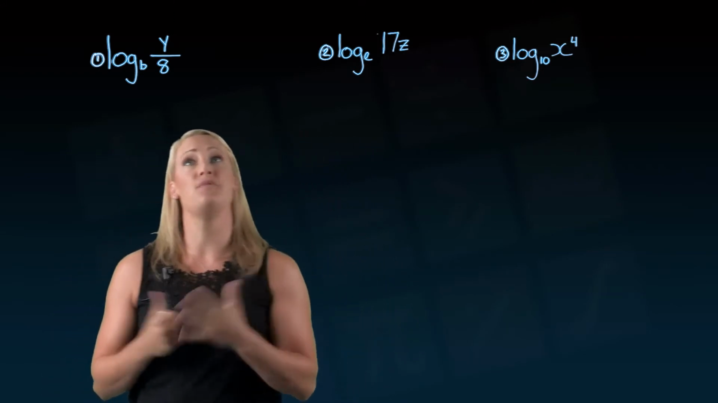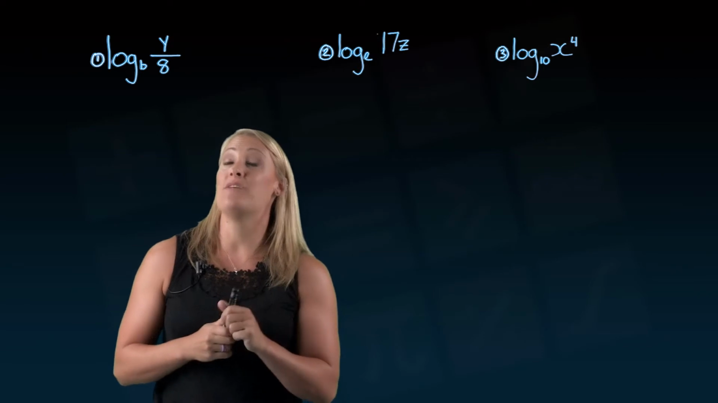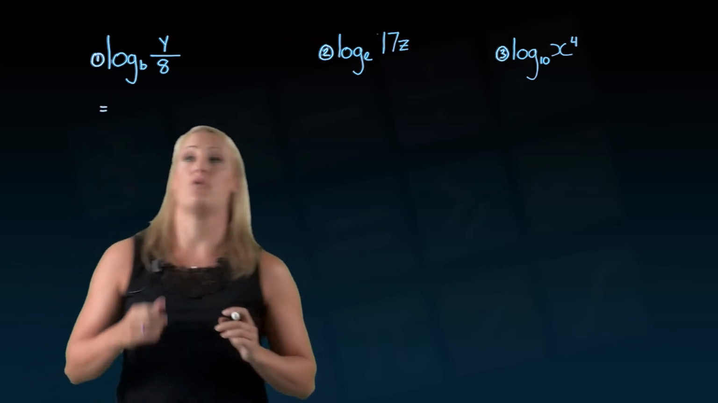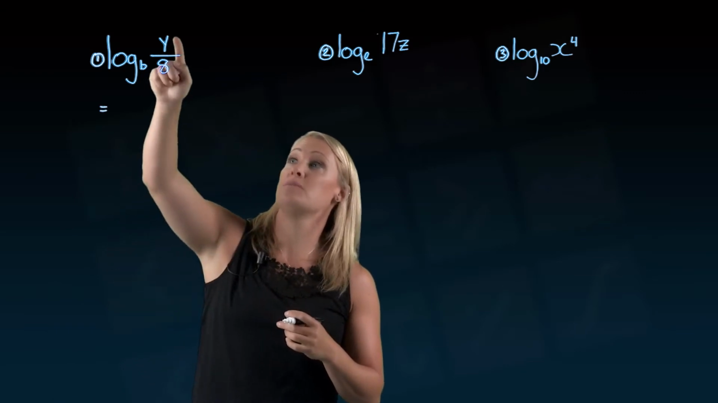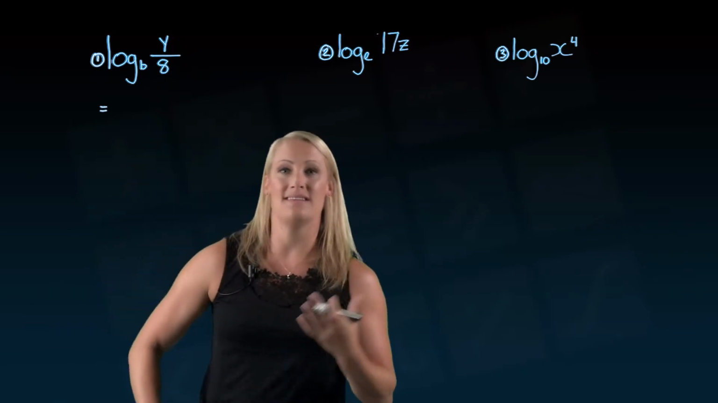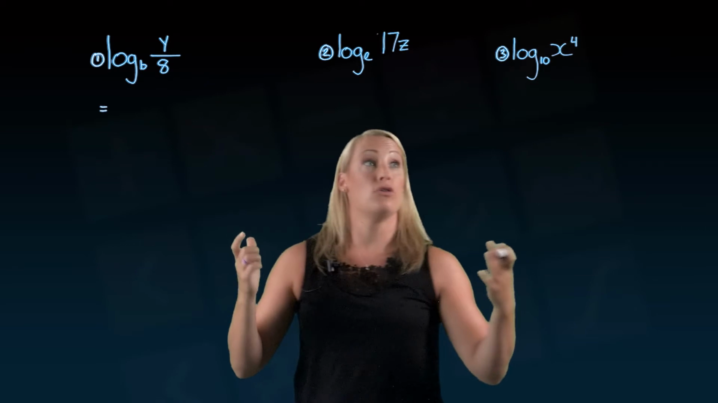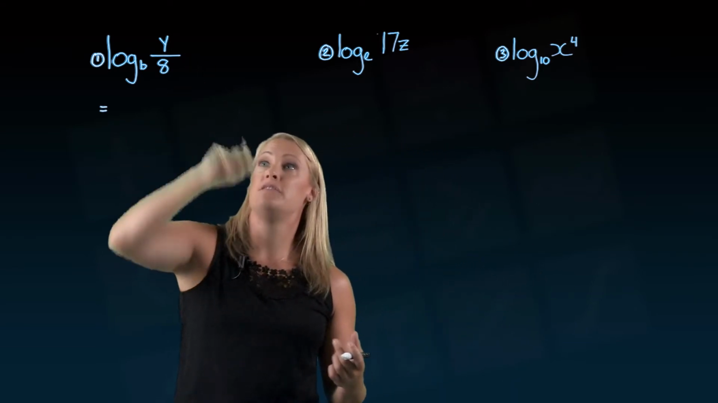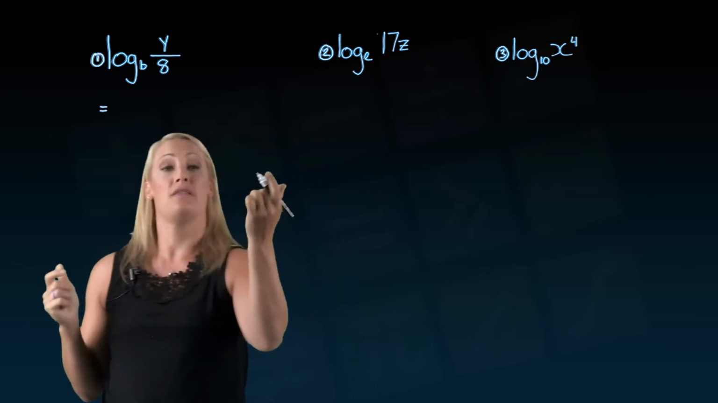We've got log base b of y divided by 8. If I want to write that in expanded form, I'm going to assign a logarithm to each of these values, to the y and to the 8. And if you know your logarithm rules, which I hope you do at this point, you know that the division sign is paired with subtraction.